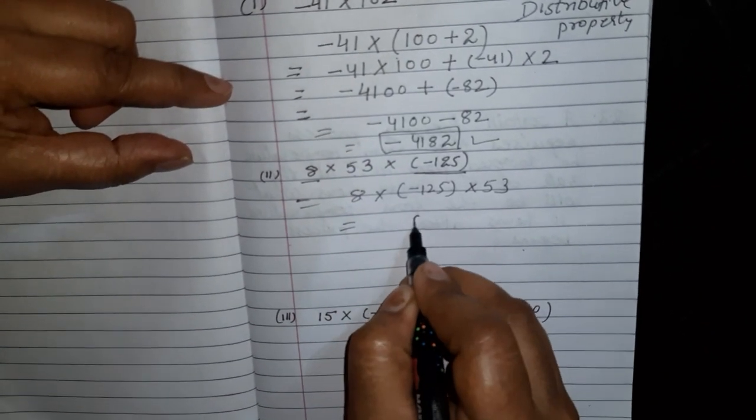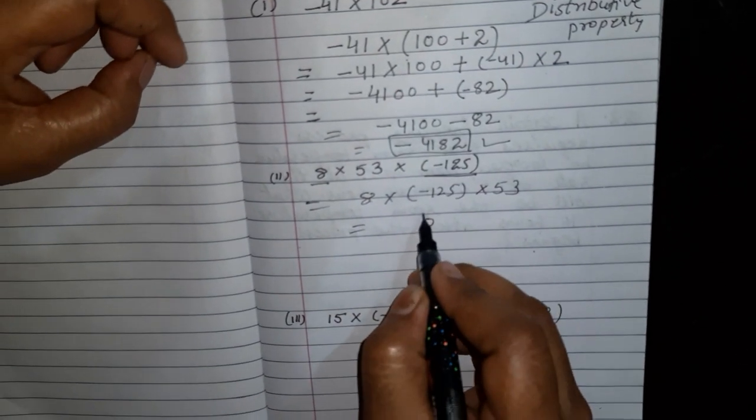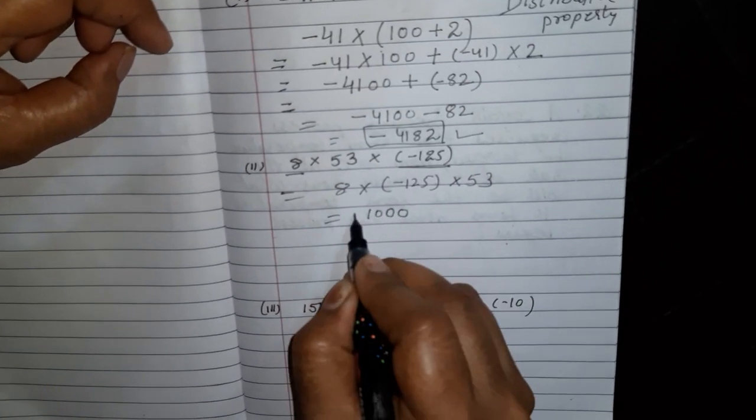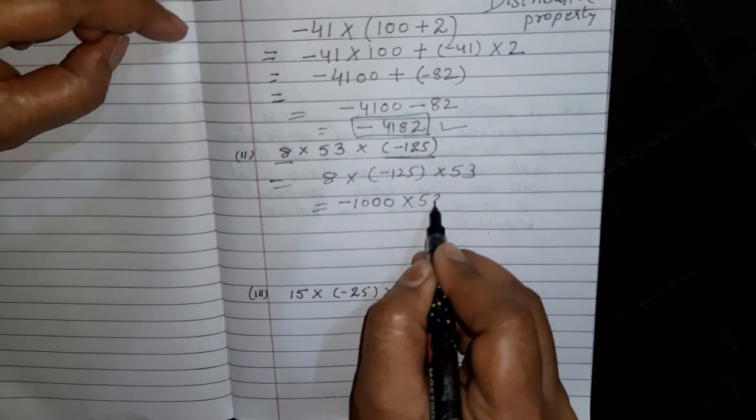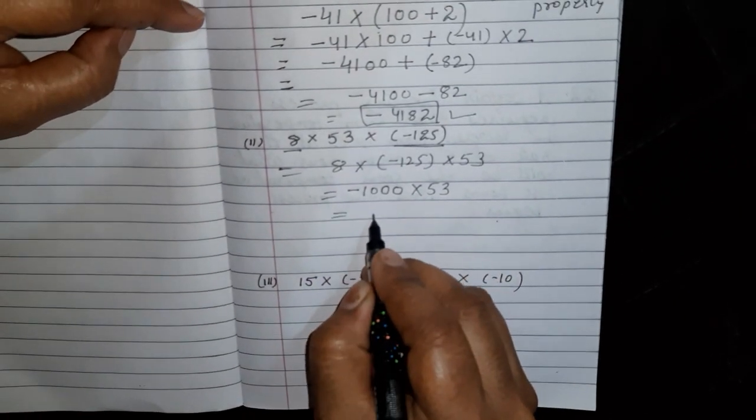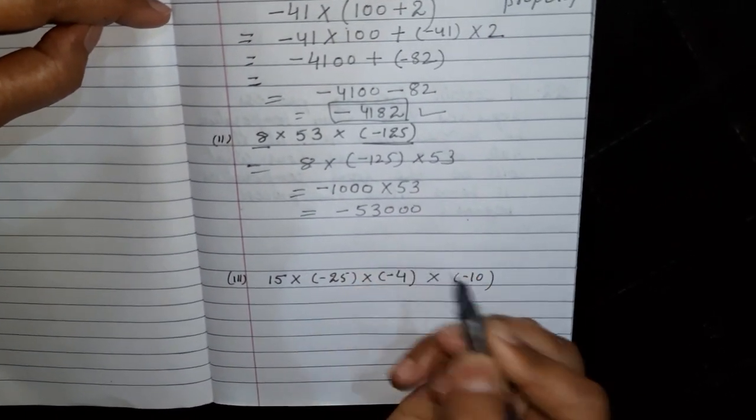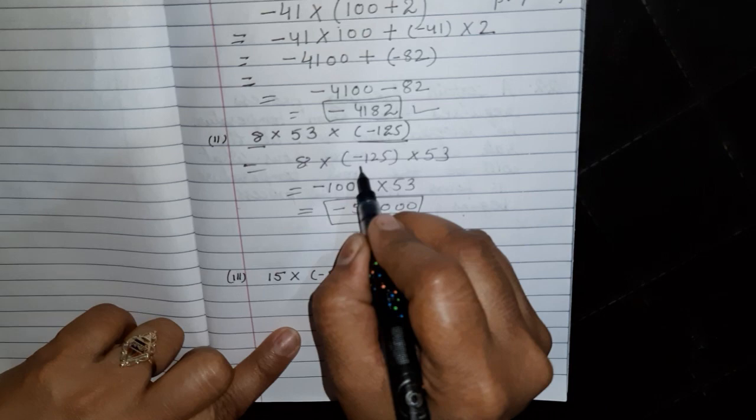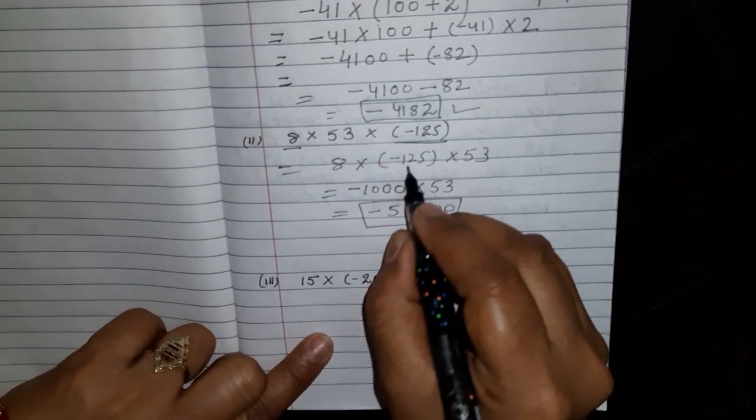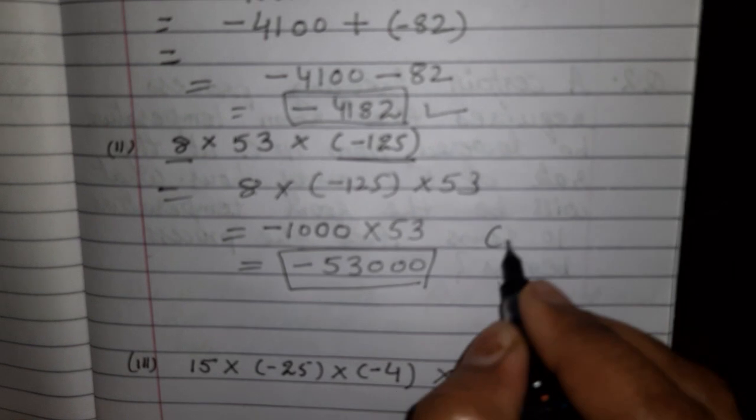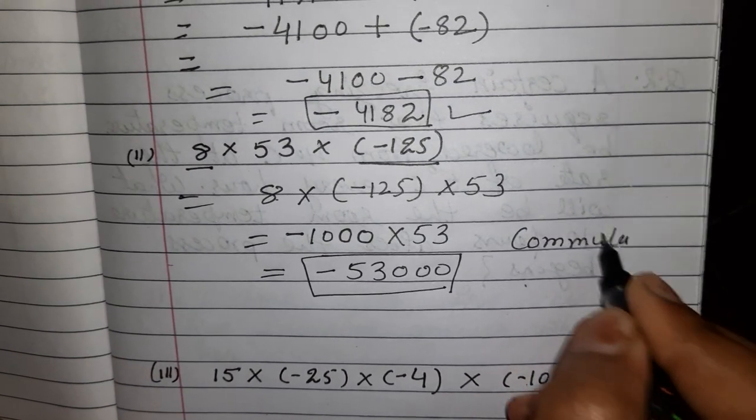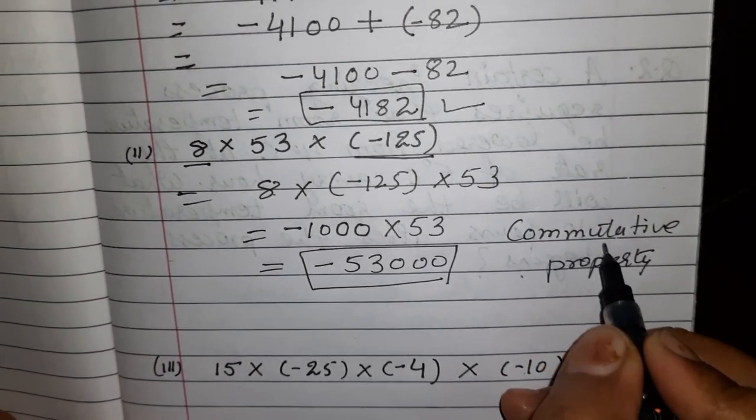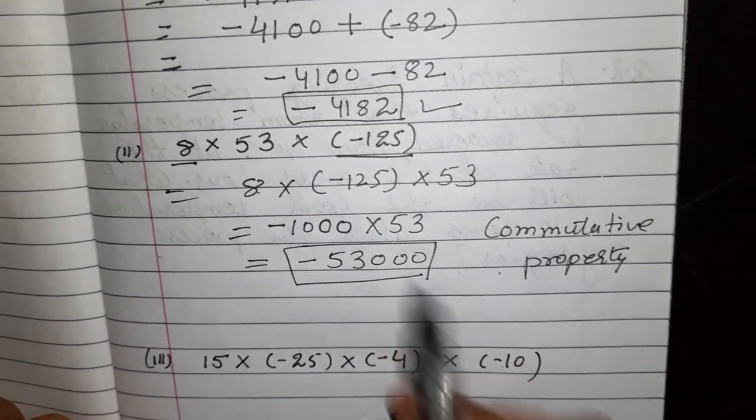Now when you multiply minus 125 with 8, what answer are you getting? 8 fives are 40, 0, carry 4, 8 twos are 16 and 4 is 20, 0, carry 2, 8 ones are 8 and 2 is 10, and since it is minus, so minus 1000 multiplied by 53, that is minus 53000. Now which property have you used here? You changed the order. In which property do we change the order? That is the commutative property. So here you use the commutative property, so your solution becomes so easy.